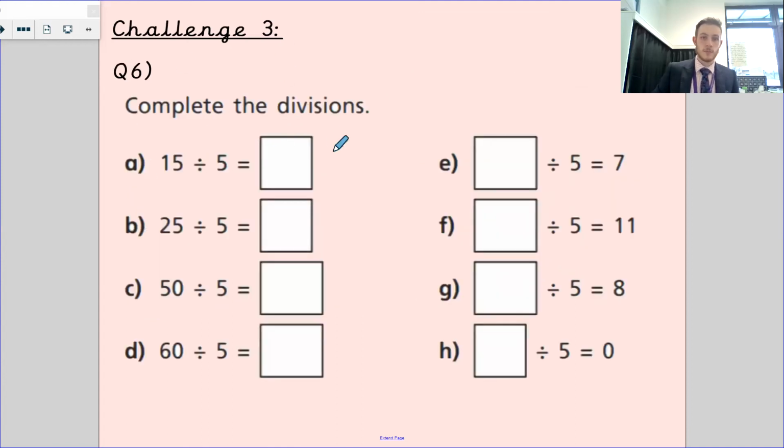Challenge 3, complete the divisions. So you've got all of these that you need to complete for me. This is a tricky one. If you've got nothing and you try and give out something, are you going to be able to give anything out, or have you still got nothing? If your answer is still got nothing, then you might need to put a certain number that means nothing at the beginning there. Have a think about it.